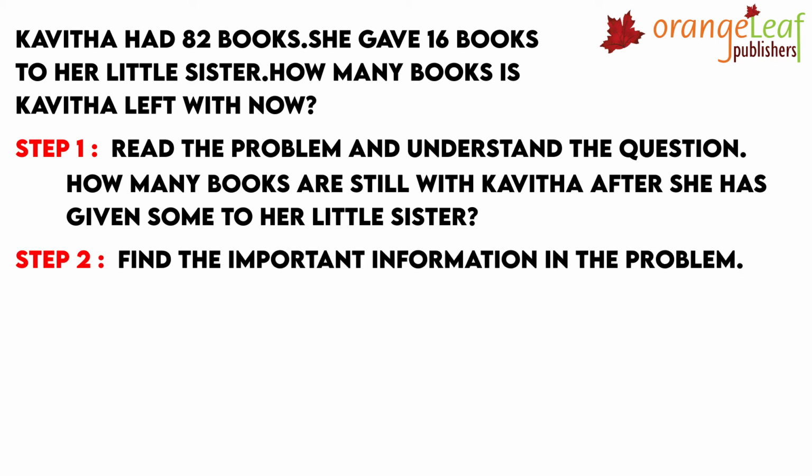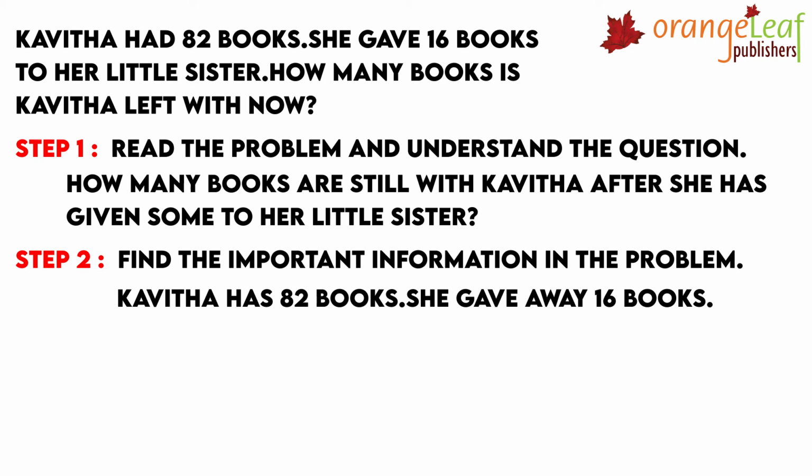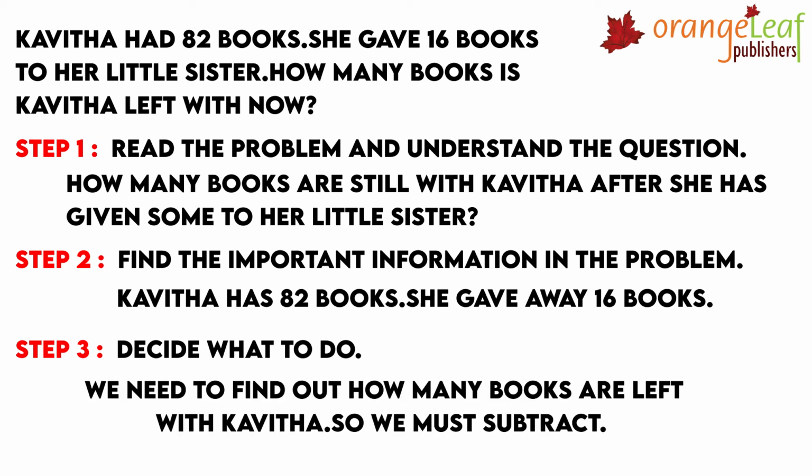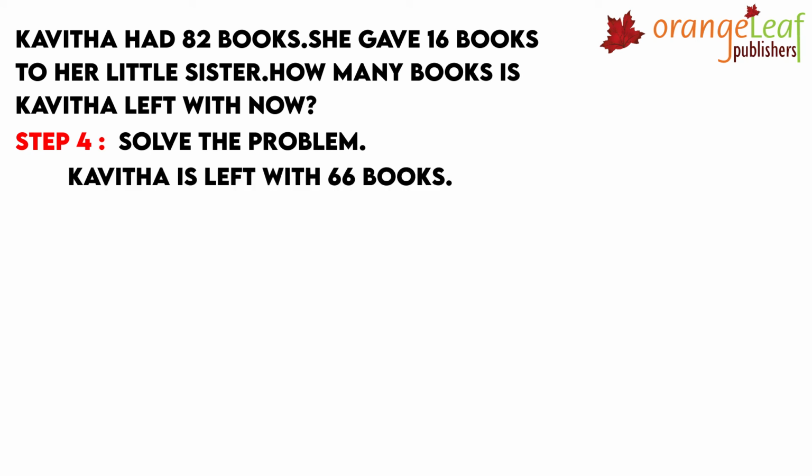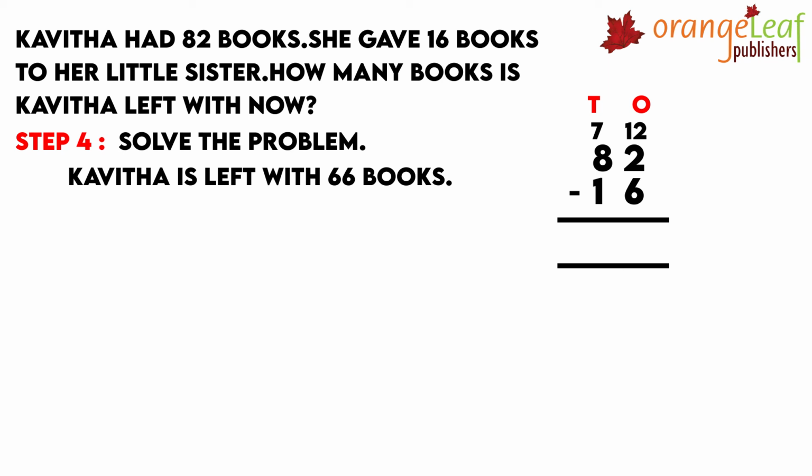Step 2. Find out the important information which is given in the question. Here it is that Kavita has 82 books and she gave away 16 books. Step 3. Decide what to do. We need to find out how many books Kavita is left with. So, we subtract. Step 4. Solve the answer. Kavita has 66 books. Now, we get this because 82 minus 16 is equal to 66.